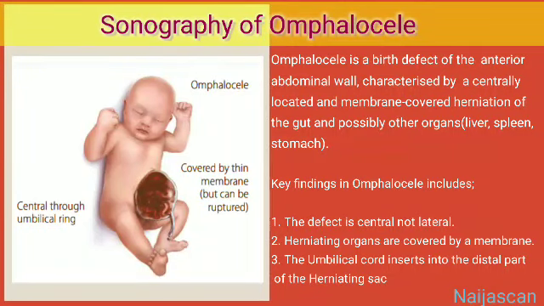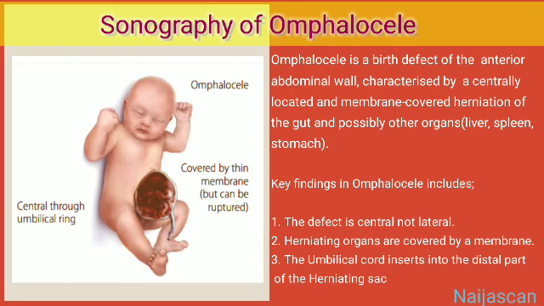Sonography of omphalocele. Omphalocele is a birth defect of the anterior abdominal wall, characterized by a centrally located and membrane-covered herniation of the gut, and possibly other organs which includes the liver, spleen, and rarely the stomach. There are key findings that are seen in omphalocele. One of them is that the defect is usually in the midline and not lateral.